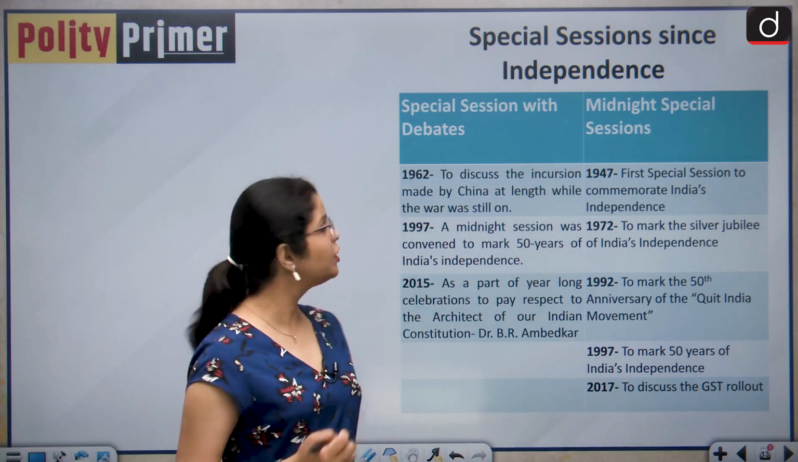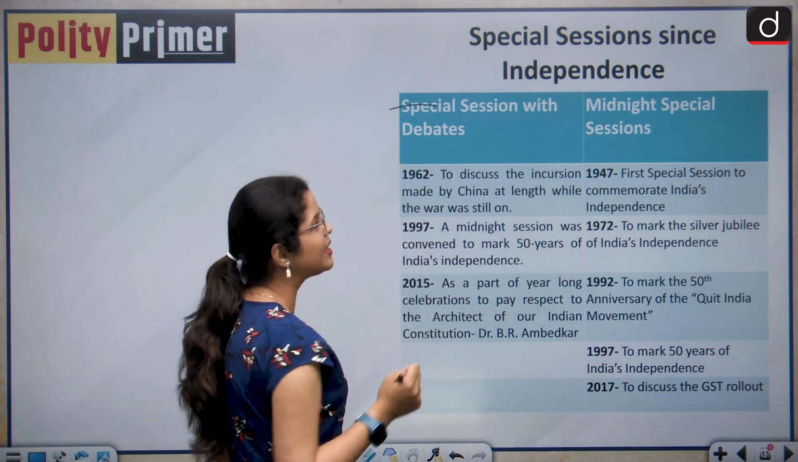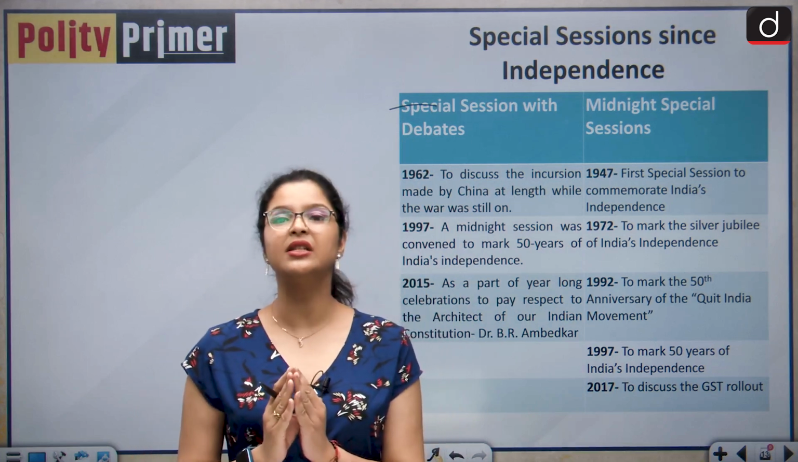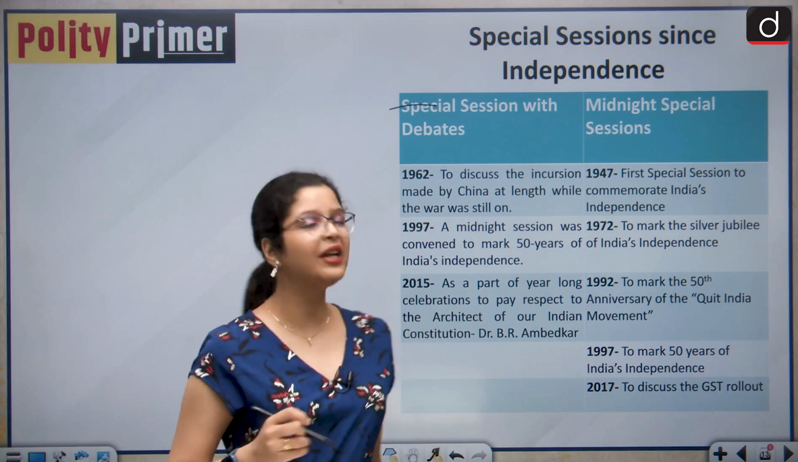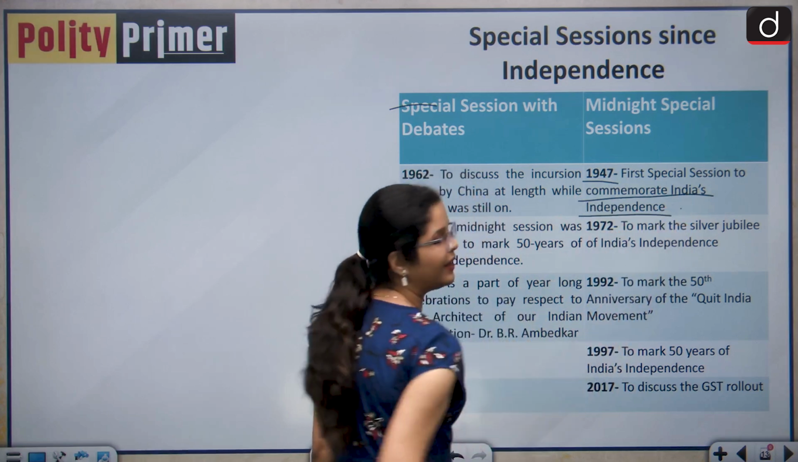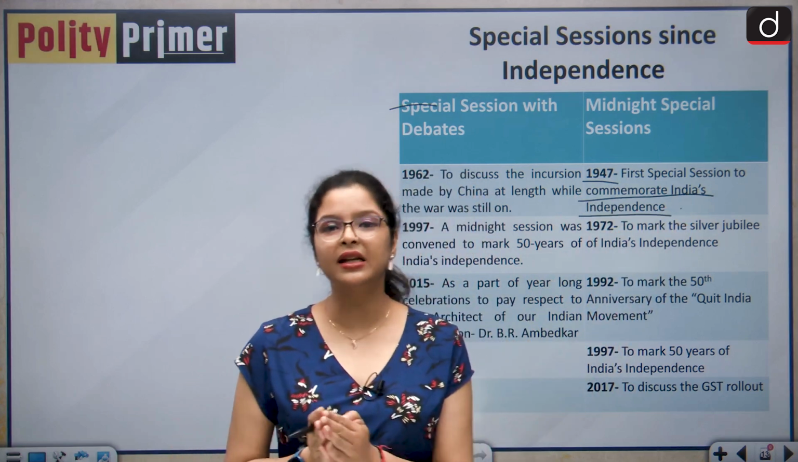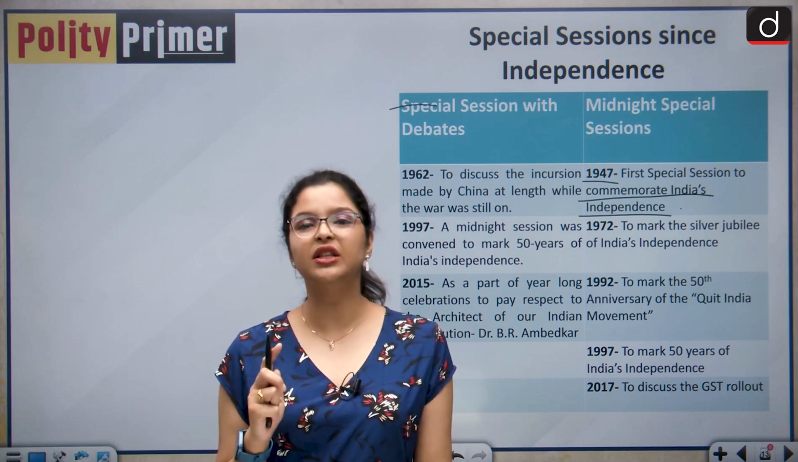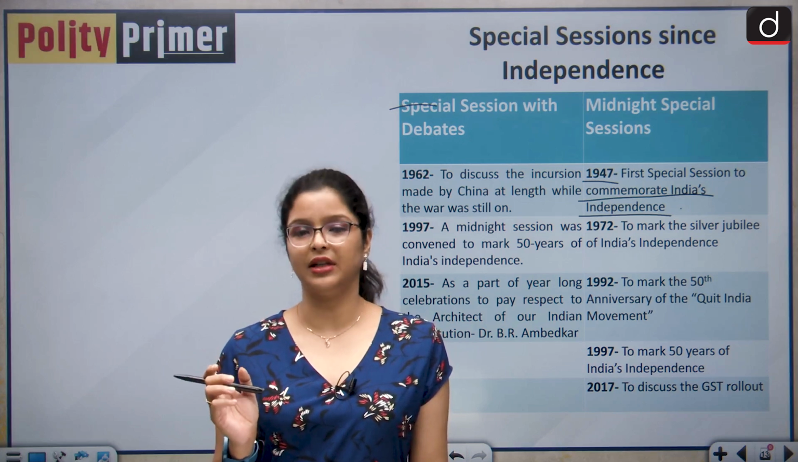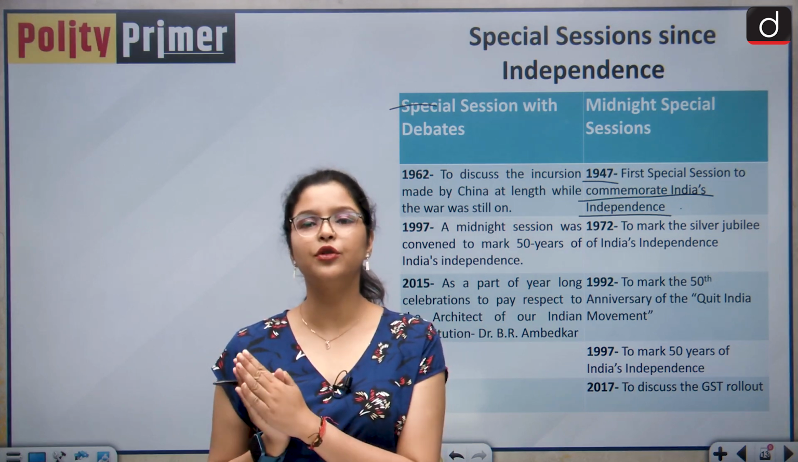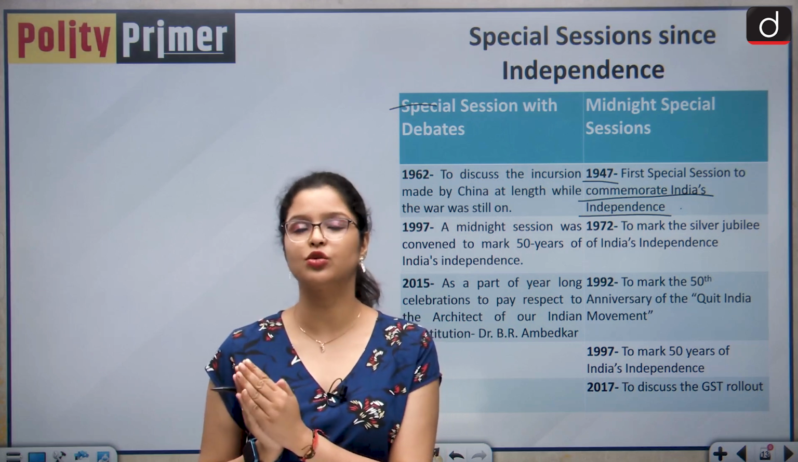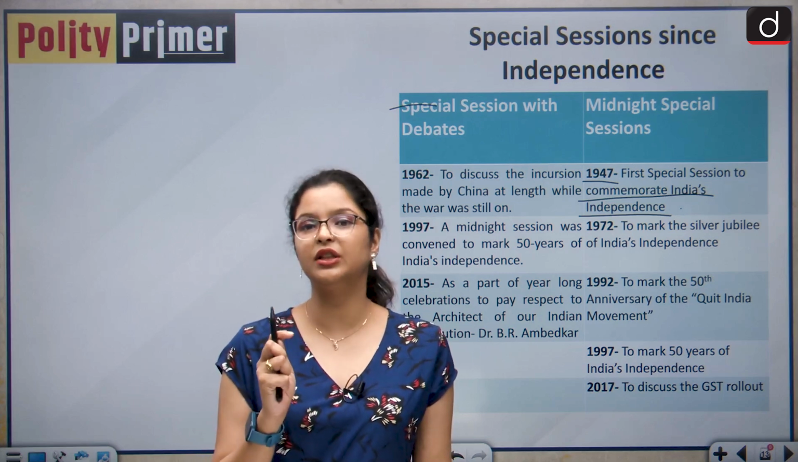Now let us understand and talk about the special sessions that have happened since our independence. So they can be divided into two parts: special sessions with debates and the midnight special sessions. If we talk about the very first special session of the parliament, it was convened in 1947 to commemorate India's independence. So to celebrate India's independence, this first very special session of the parliament was called in 1947. As I was discussing before also, the special sessions can be called to celebrate some of the important milestones. So this was the very first special session.